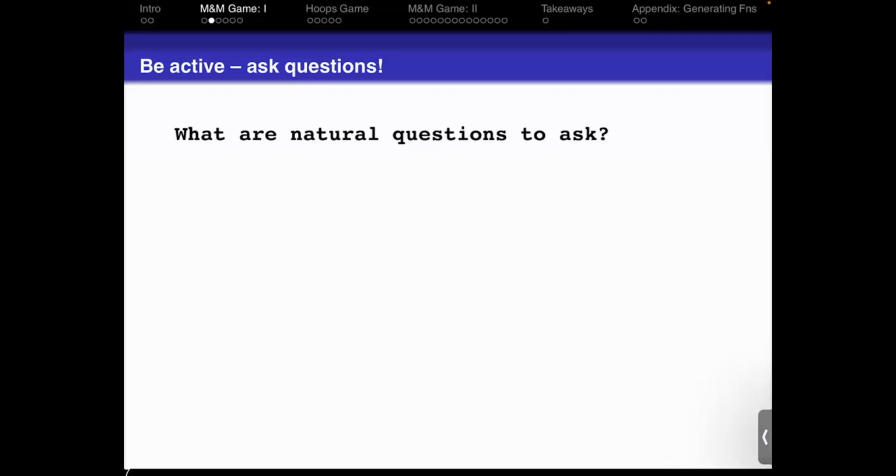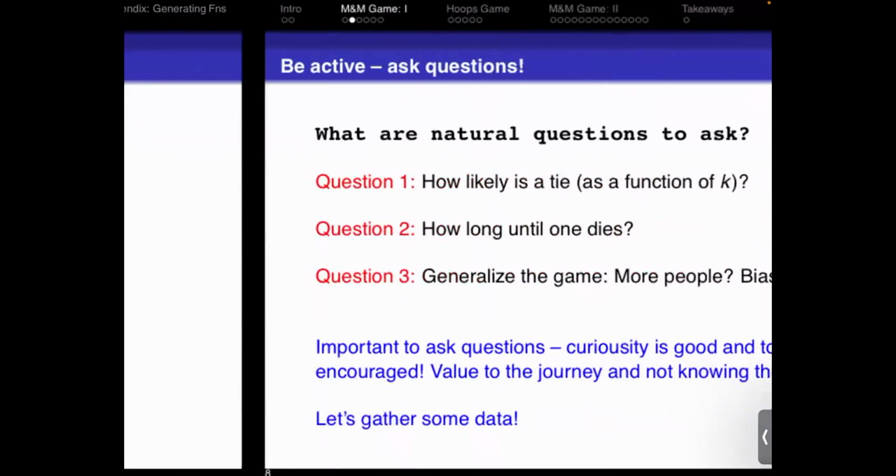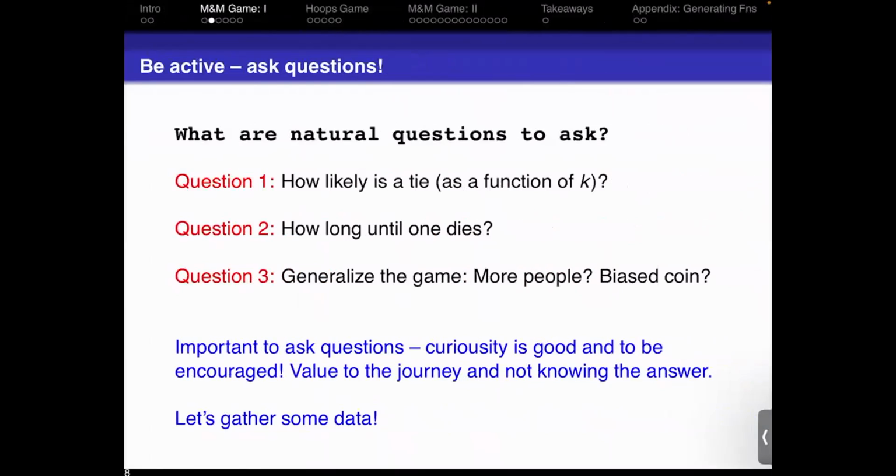Like the average amount of flips that it takes for someone to die. So on average, how long will somebody be alive? So you could also ask, how likely is a tie? If we were to play this game, what is the probability? The whole point of this game was to show that just because you're born on the same day doesn't mean you die on the same day. And the number of M&Ms was trying to be a representation of how long you have to live. So what's the probability you tie as a function of K?